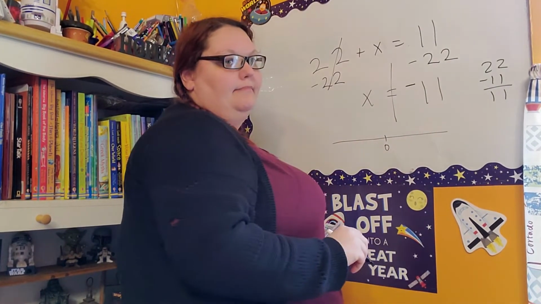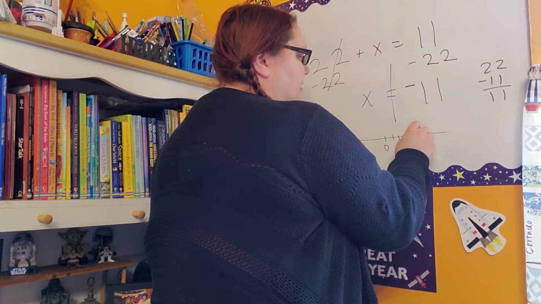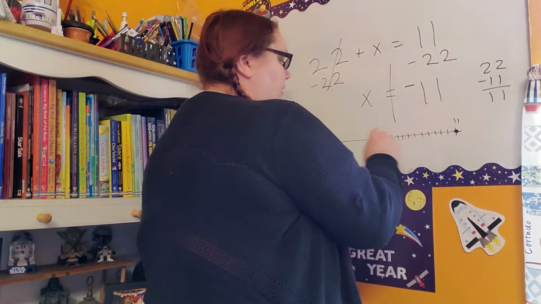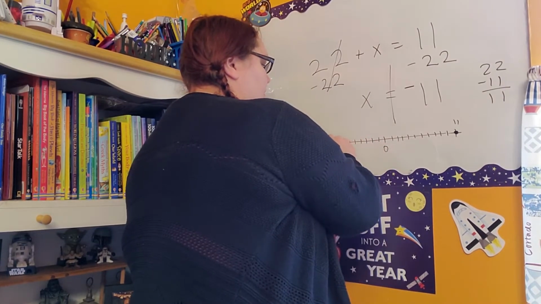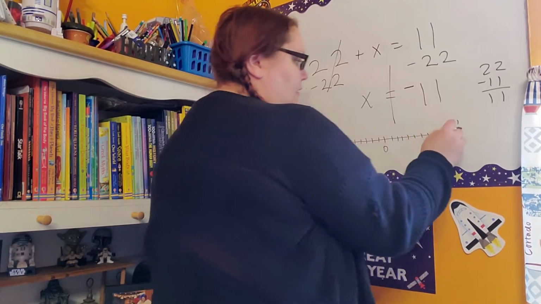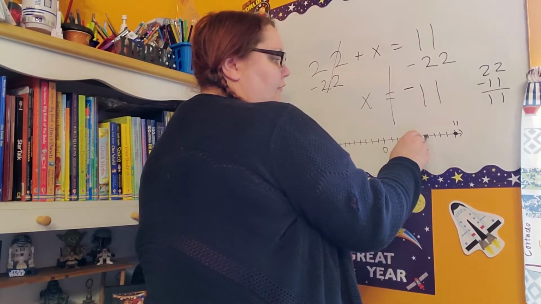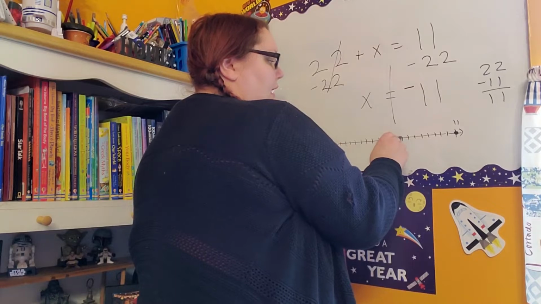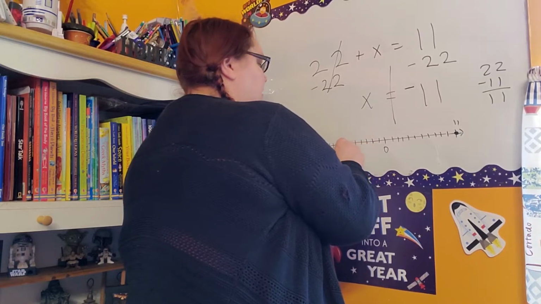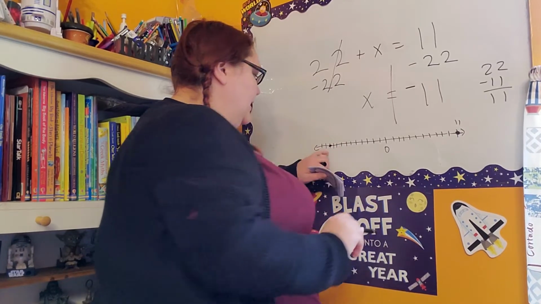We have 0 here, right? And we have 1, 2, 3, 4, 5, 6, 7, 8, 9, 10, 11. There's our 11. And then there's some more numbers there for us. And we're going to count back 22, right? 1, 2, 3, and so on up to 20, 21, 22. So our answer is going to fall right here.